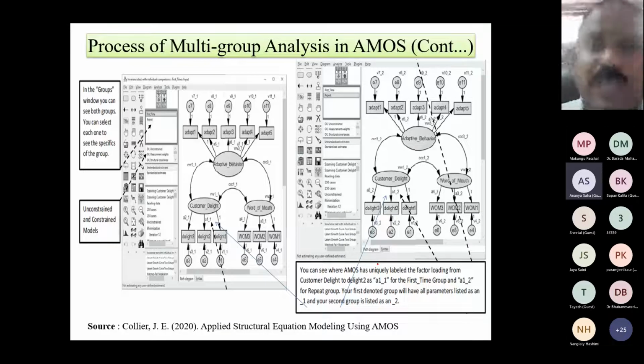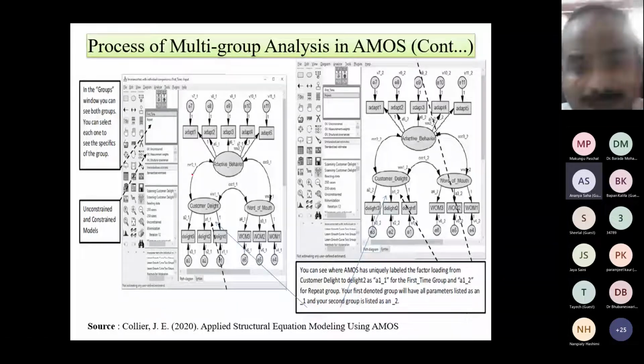Let us do enough hands-on practice today. Unless and until you do hands-on practice in the workshop, you will be confused later on. That is the reason I'm quickly finishing all the theoretical part. I will go to the AMOS operation. Slowly I will do the AMOS operation and you will follow me.